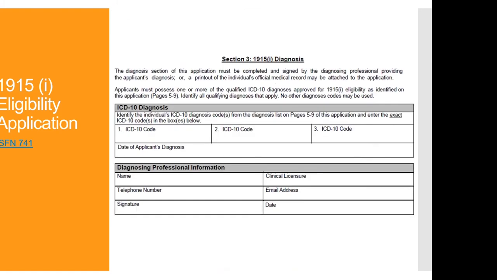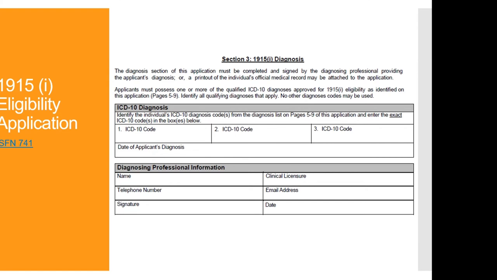Then there's the diagnostic form. This is the form that needs to be signed by a qualifying behavioral health provider. It gives them the diagnosis, what's called the International Classification of Diseases, or ICD-10, code. Monica, always jump in. You don't even have to raise your hand, just jump in.